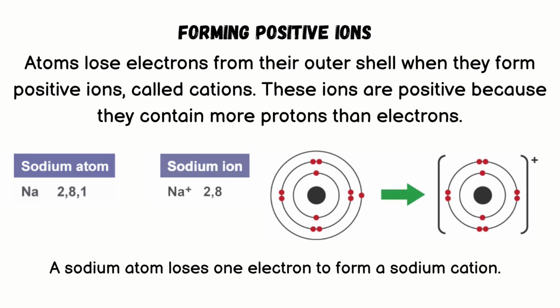Formation of positive ions. Atoms lose electrons from their outer shell when they form positive ions called cations. These ions are positive because they contain more protons than electrons. Sodium atom becoming sodium ion. A sodium atom loses 1 electron to form a sodium ion, which is a cation.